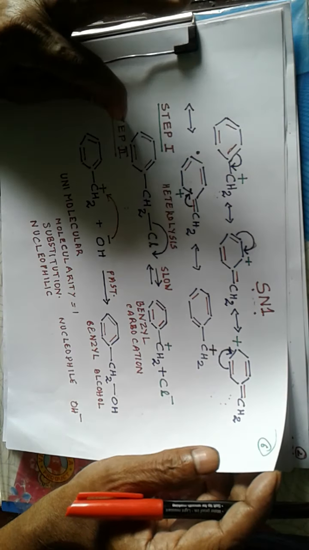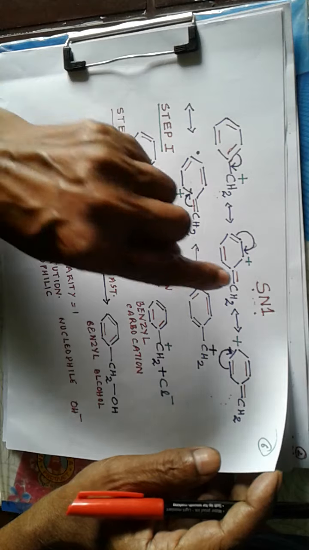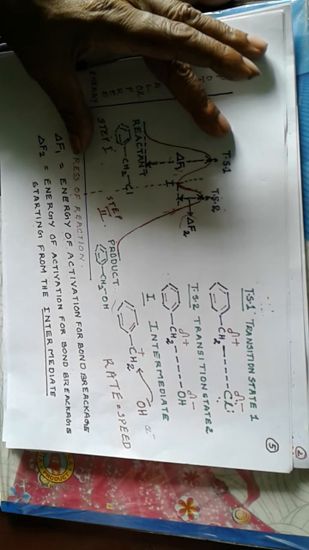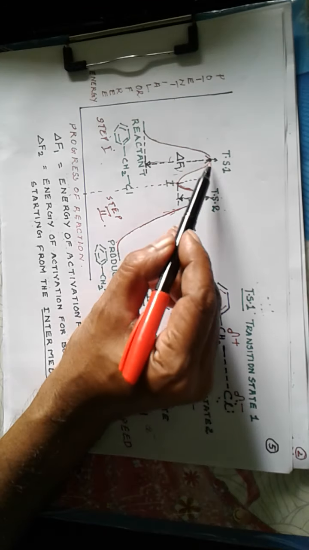So step 1 and step 2 are involved in the SN1 reaction. The free energy diagram for the SN1 reaction is shown, and if we divide it into two halves at the point of the intermediate, we get the data for the first step and the data for the second step. So all SN1 reactions involve two steps, two transition states, etc.